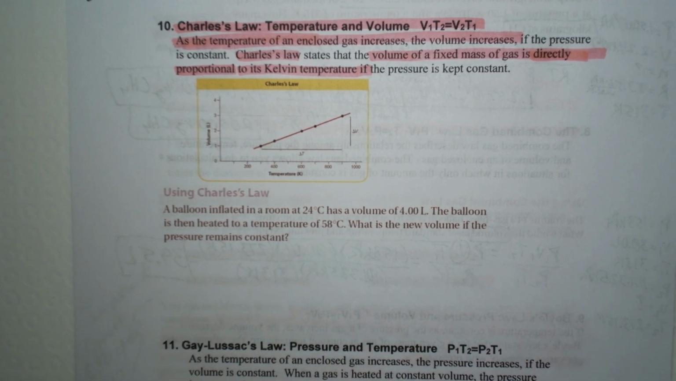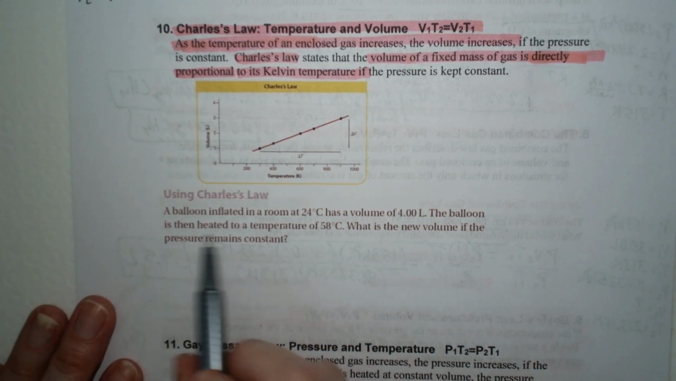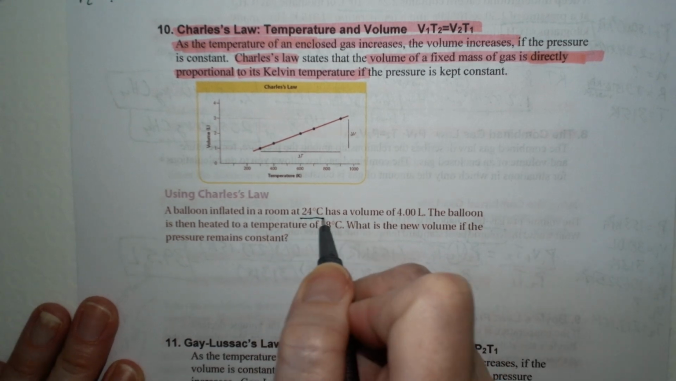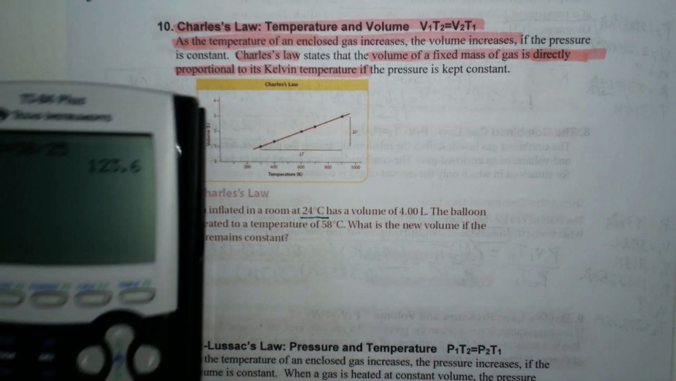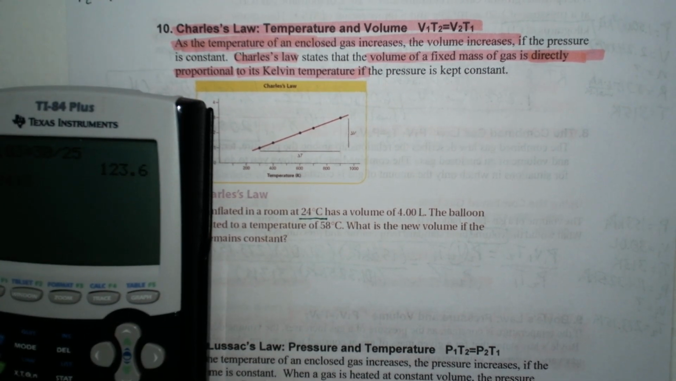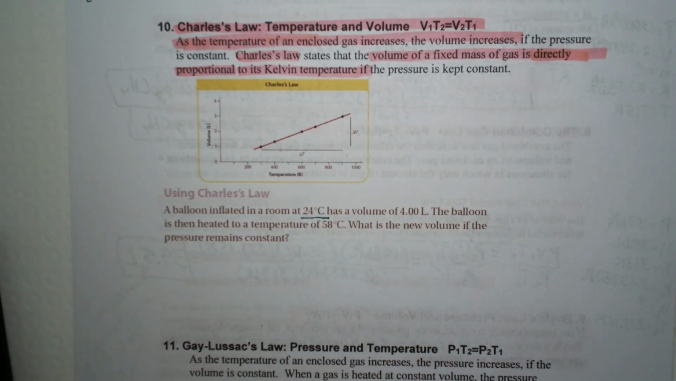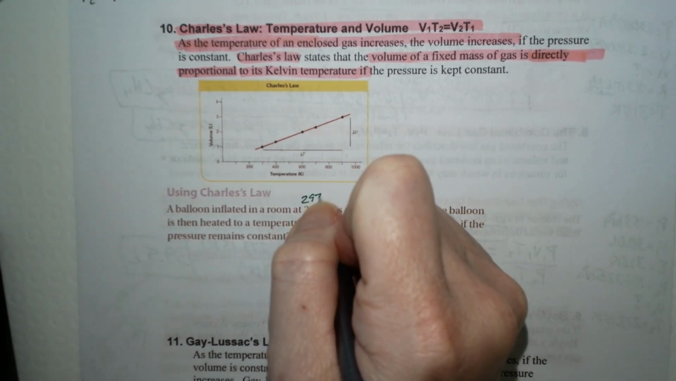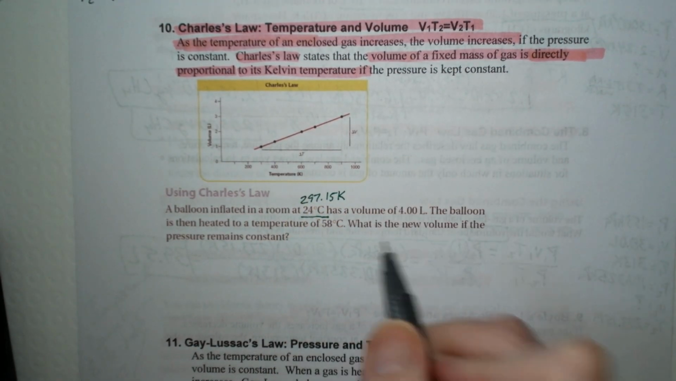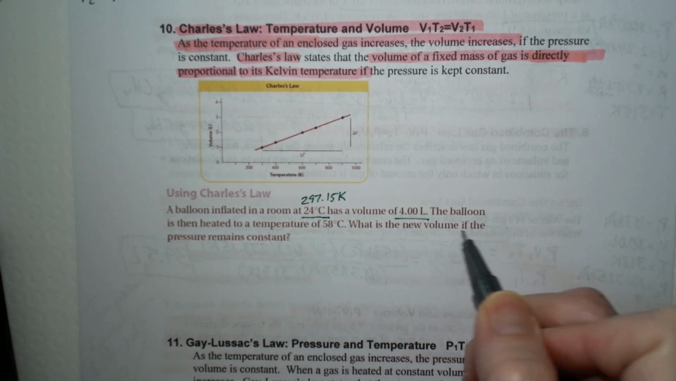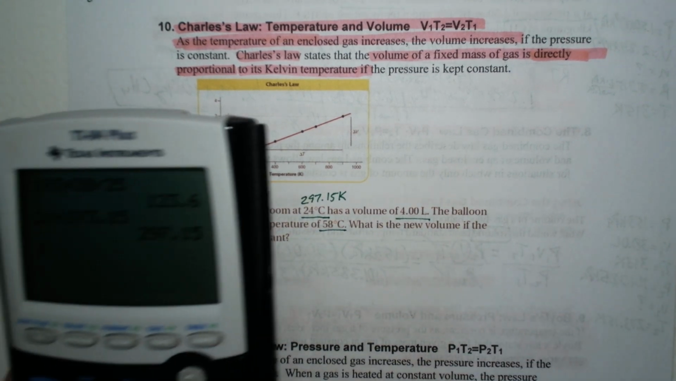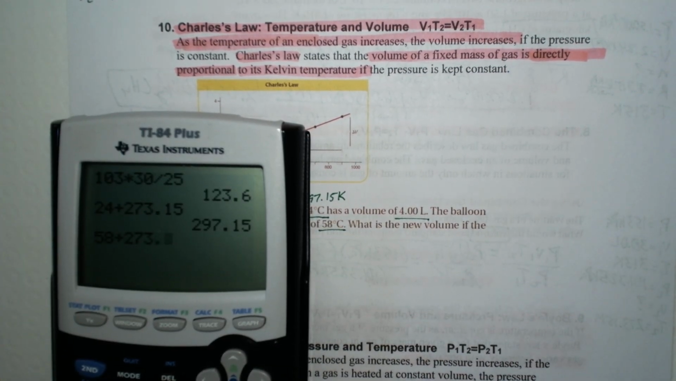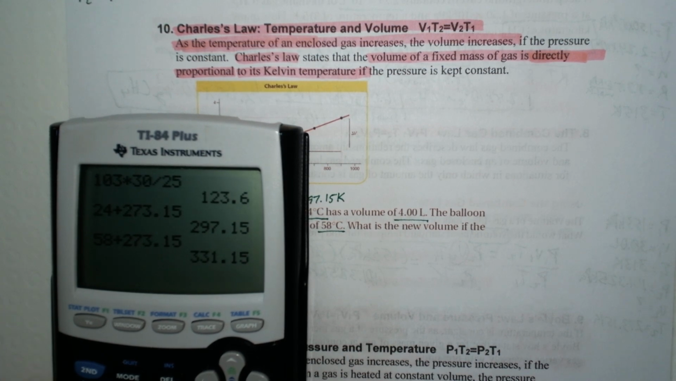So using Charles' law. So we have a balloon inflated in a room at 24 degrees Celsius. Ooh, we don't like degrees Celsius, do we? No. So we're going to stick that in our calculator, right? So 24 plus 273.15, and that gives us 297.15 kelvins. Okay, and it has a volume of 4.0 liters. The balloon is then heated to a temperature of 58 degrees Celsius. Ooh, we don't like that either. Okay, so 58 plus 273.15, and we get 331.15.